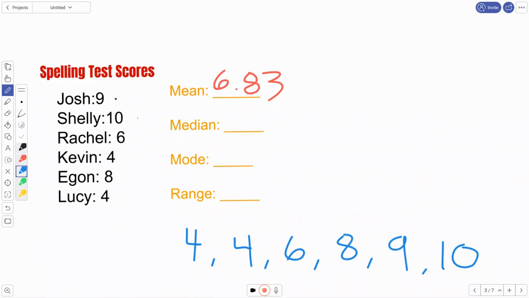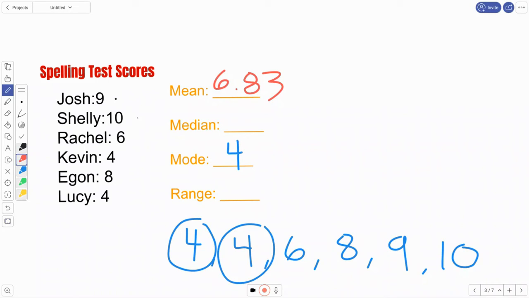All right, the mode is the number that happened the most. So this, I can look all the way across my numbers and see what number happened the most. I see I have one of every number except for 4s. So I'm going to easily fill in the mode here. The mode is 4. That 4 was the number that happened the most amount of times.